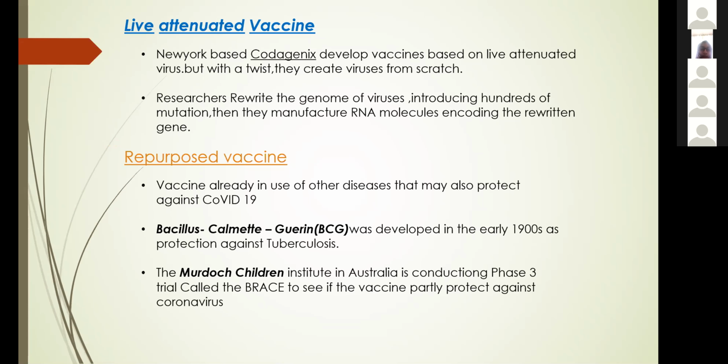Repurposed vaccine, which is vaccine already in use for other diseases that may also protect against COVID-19. Bacillus Calmette-Guerin, BCG, was developed in the early 1900s as protection against tuberculosis. The Monash Children's Institute in Australia is conducting phase 3 trial called the BRACE to see if the vaccine partly protects against coronavirus.